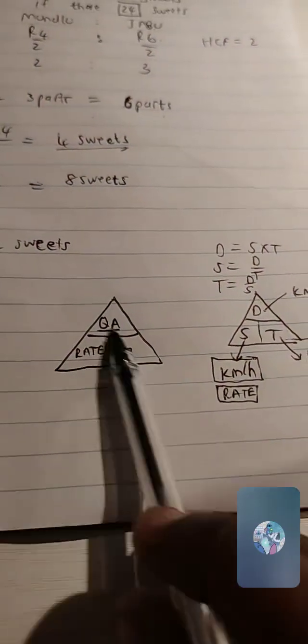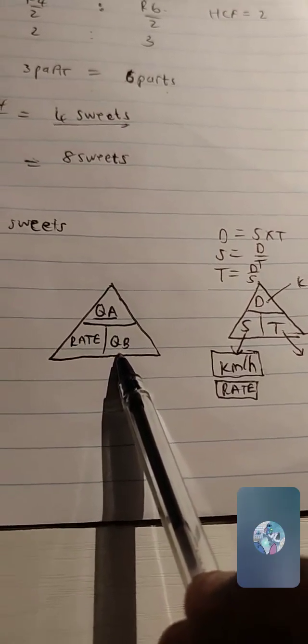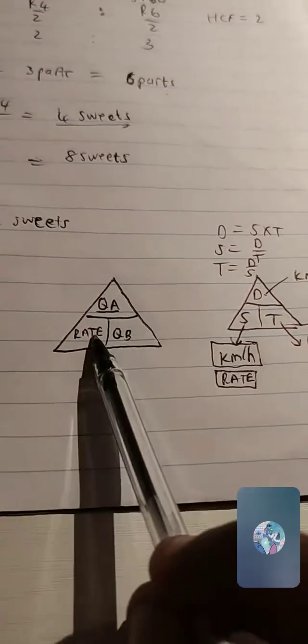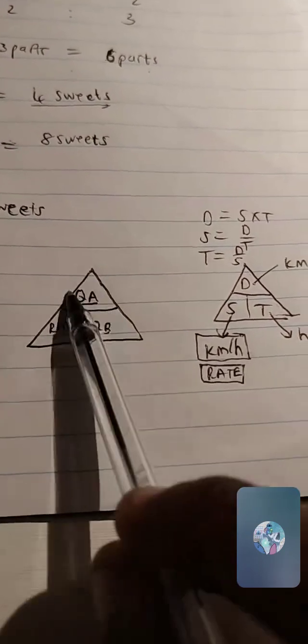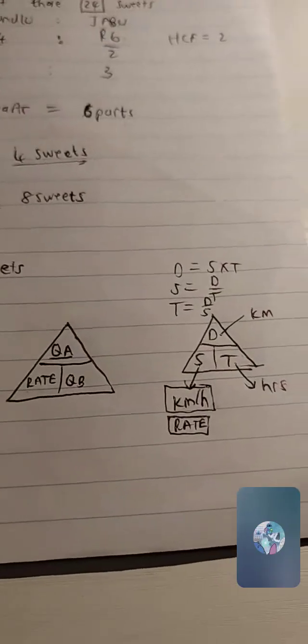Just like when you want to calculate distance, you say speed times time, because they are next to each other. If you want to calculate speed, you say distance over time. When you want to calculate time, you say distance over speed. Generally, if you want to calculate rate, you take quantity A and divide it by quantity B. And vice versa, if you want quantity B, you say quantity A divided by the rate. If you want quantity A, you say rate times quantity B. Those are for specific situations.